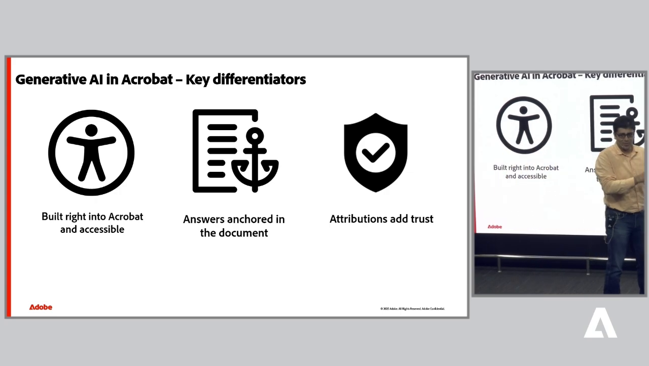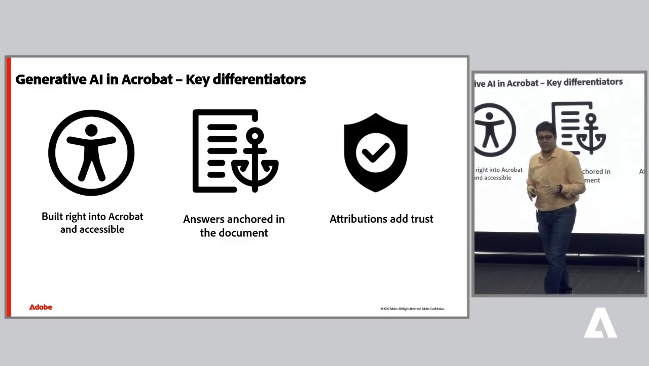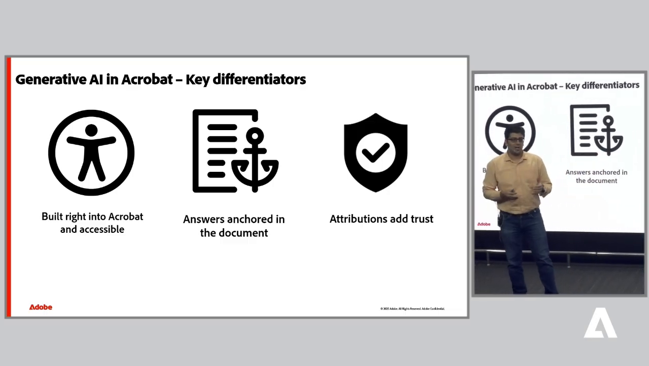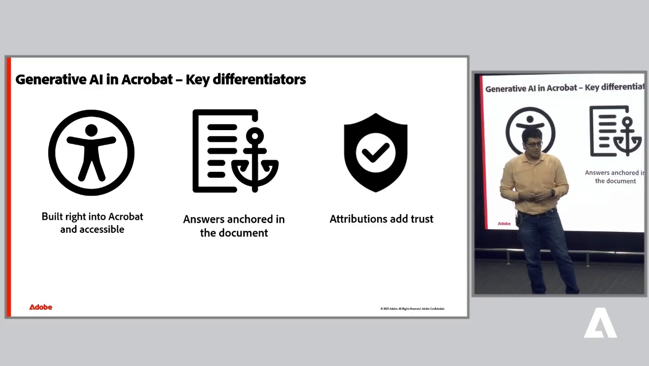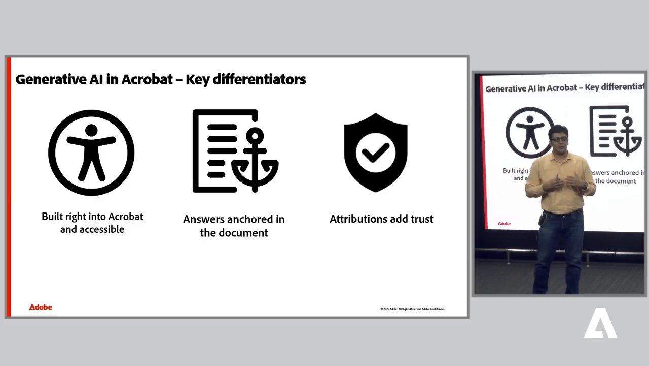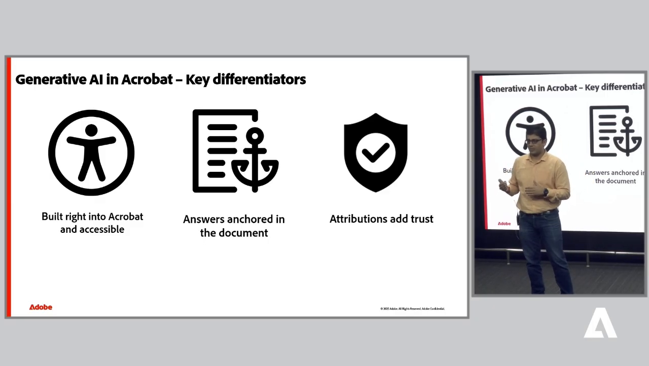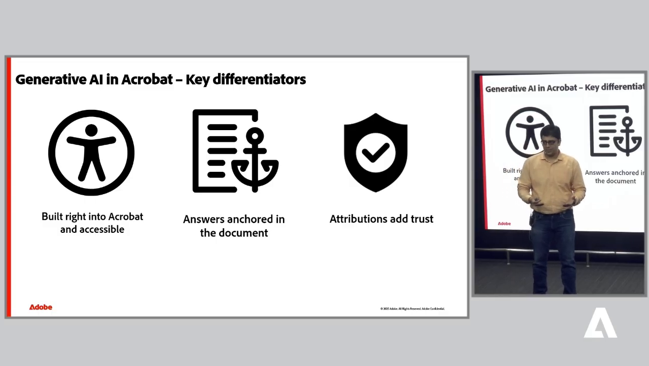Before we proceed further, I'd like to call out key differentiators between how Acrobat is using generative AI versus how other software does. First of all, it's built right into the product. So you don't have to go to a different tool or a different browser. You can directly use it on the PDFs that you're looking at.